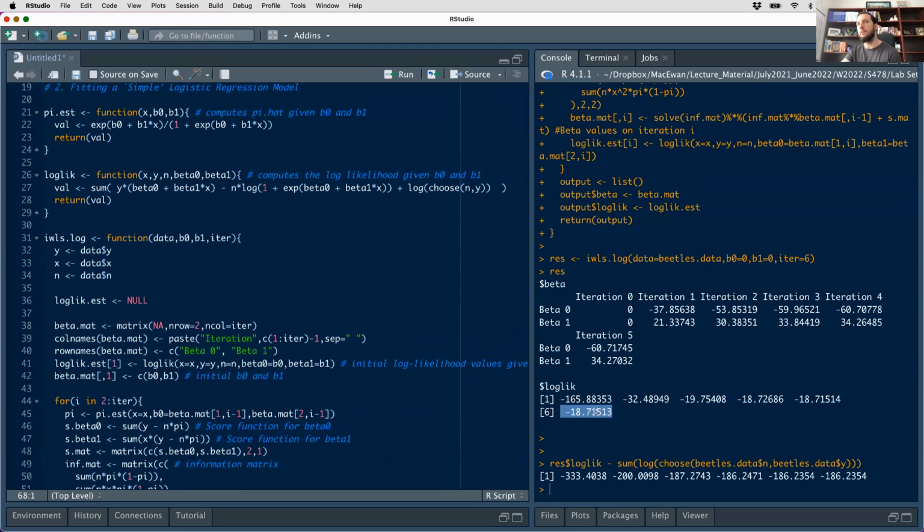So this value here is not incorrect. And this value here is technically not incorrect either, because regardless of whether or not we include this term, you're still going to maximize at the same point.